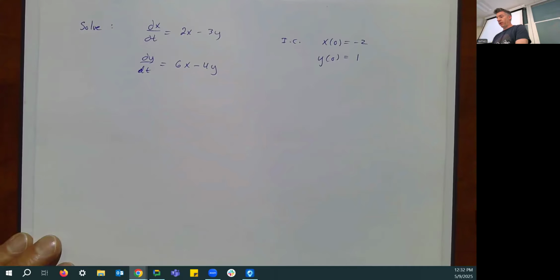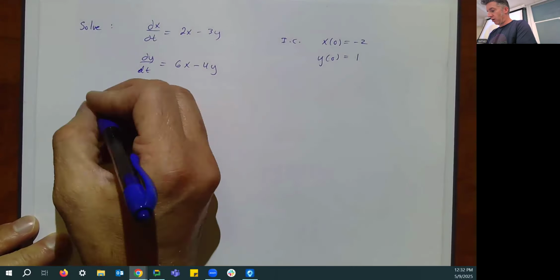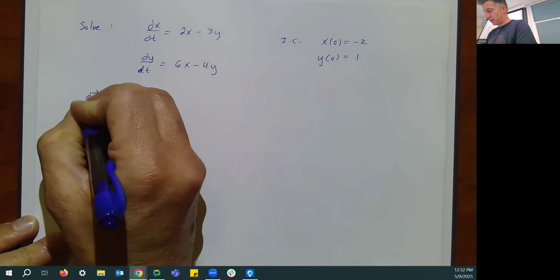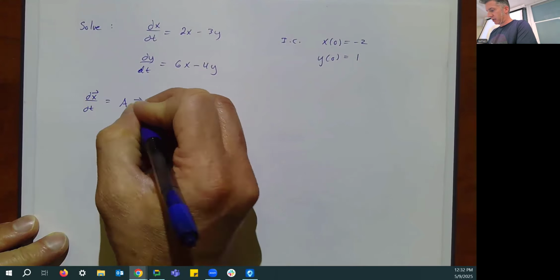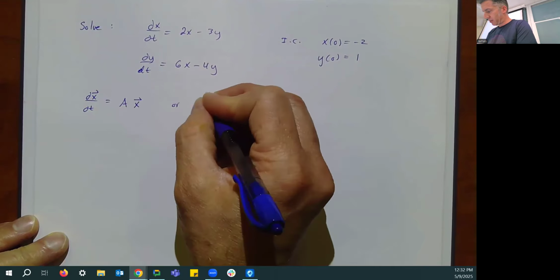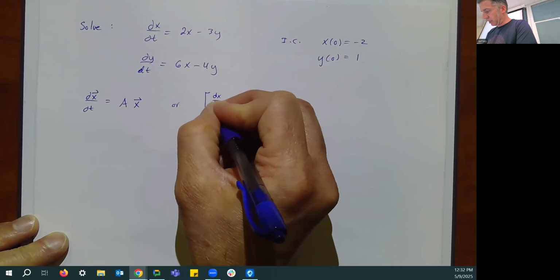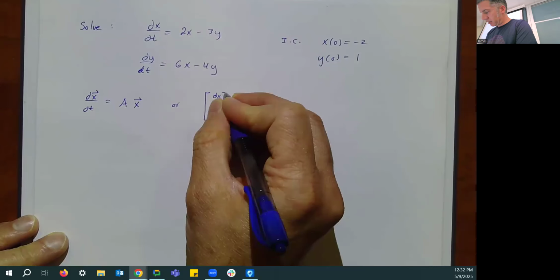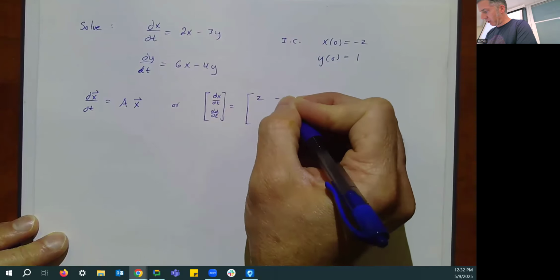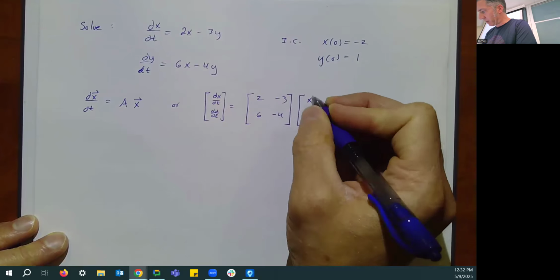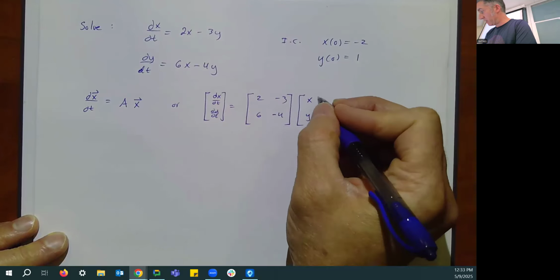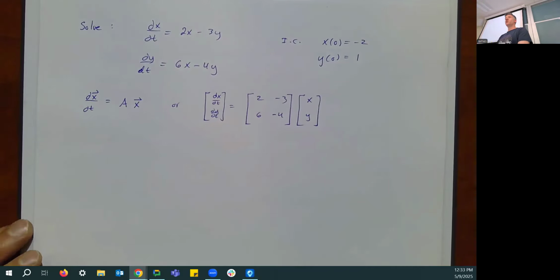Either way, we're going to start by doing the usual thing. We're trying to solve dx/dt, as a vector, equal to the matrix A times the vector x. Or in other words, the vector dx/dt, dy/dt is equal to the matrix [2, -3; 6, -4] times the solution vector x, y. Or if you prefer, you can say it's x of t, y of t. Usual steps: eigenvalues, eigenvectors, solution, etc.